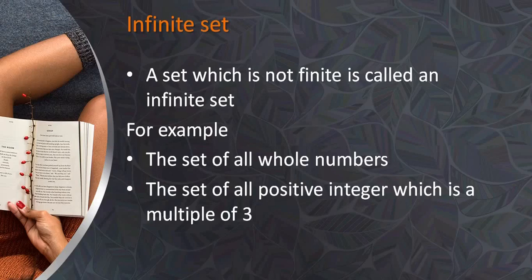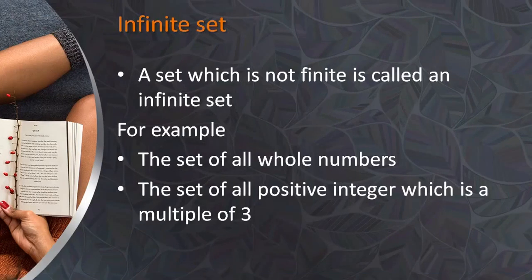Another example is the set of all positive integers which are a multiple of 3. In this case, the positive integers that are multiples of 3 will keep on coming like 3, 6, 9, 12, 15, etc. Thus, it is also an infinite set.